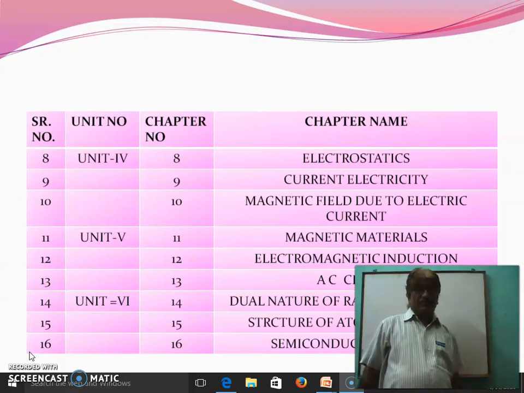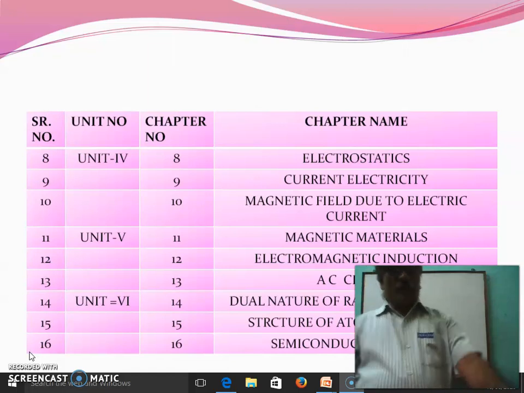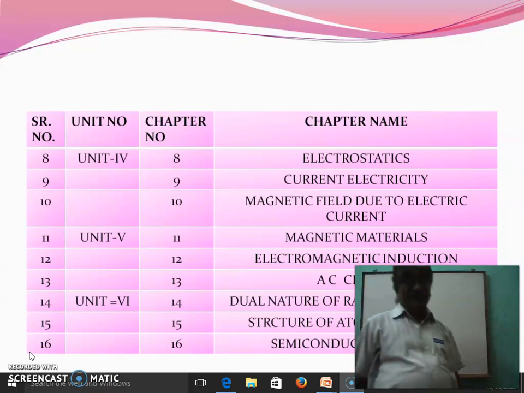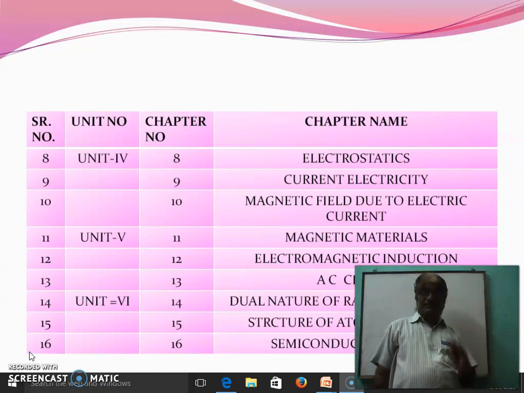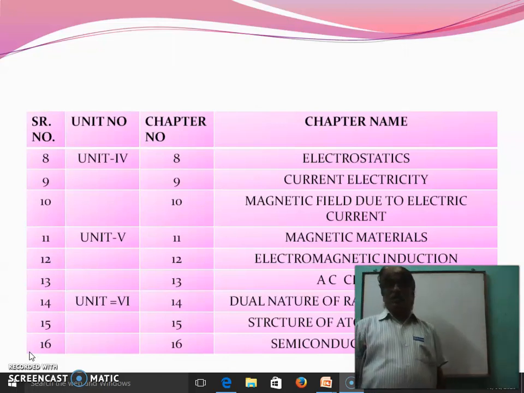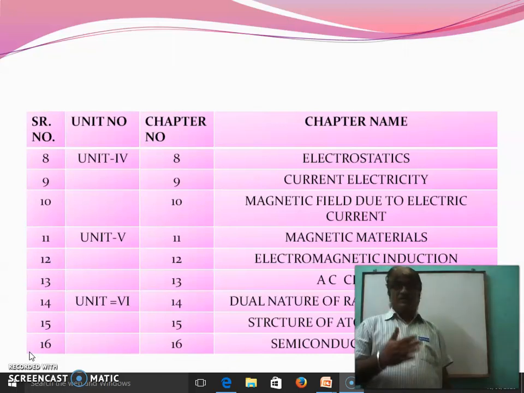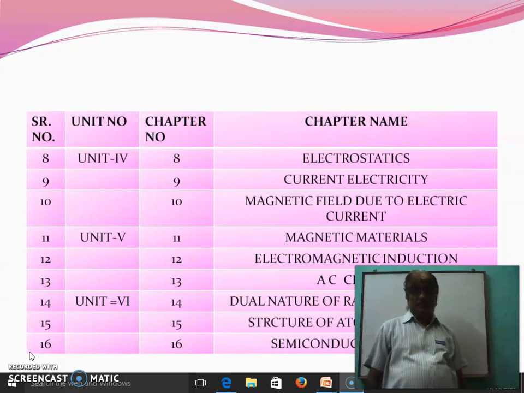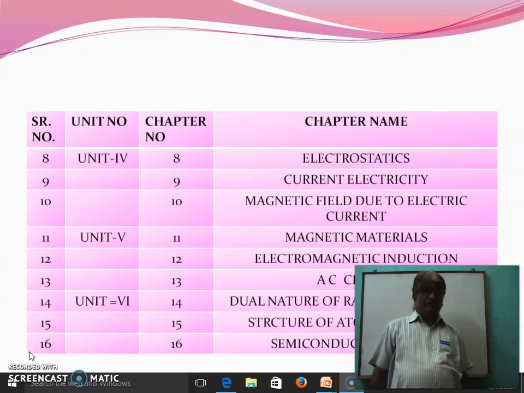I suggest we can start unit number 6. Our target is to complete this unit number 6 by July end or August first week. The 3 chapters are there. I can plan to teach the chapters as early as possible, so the 3 chapters can be studied up to July end.